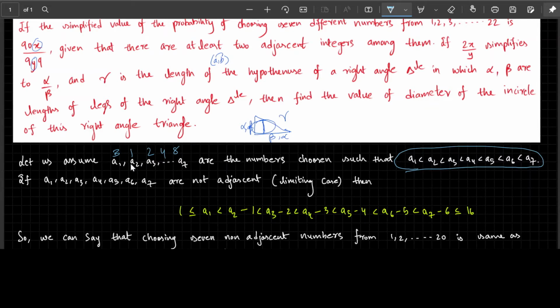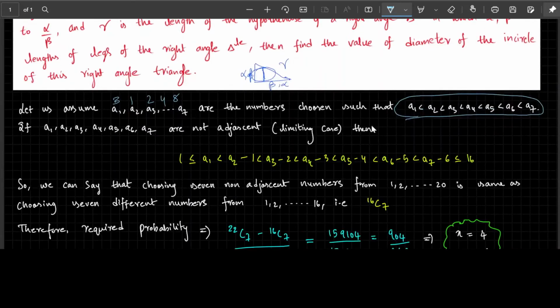So you can put a2 to be 1, a1 to be 3, and a3 to be 2, and later on you can just rearrange them, right? So that's what I'm telling you. Such that a1 is less than a2, less than a3, less than a4, less than a5, less than a6 and less than a7. Now, if these numbers are not adjacent, then this is a limiting case. Fine. This is how you actually need to think to solve this problem.